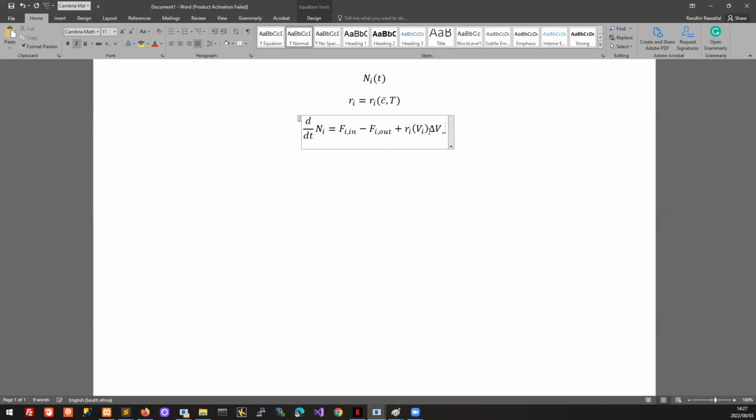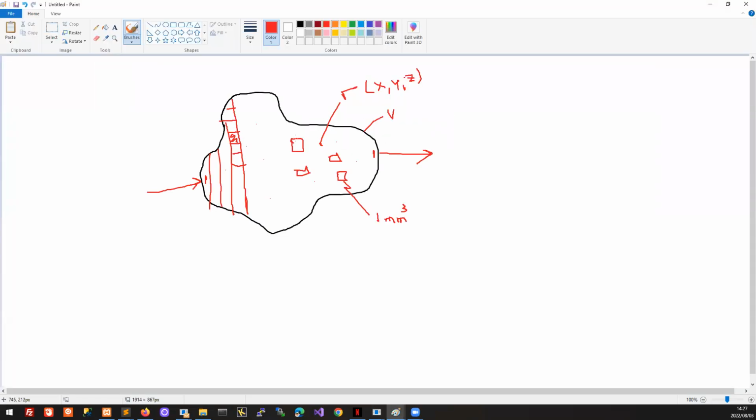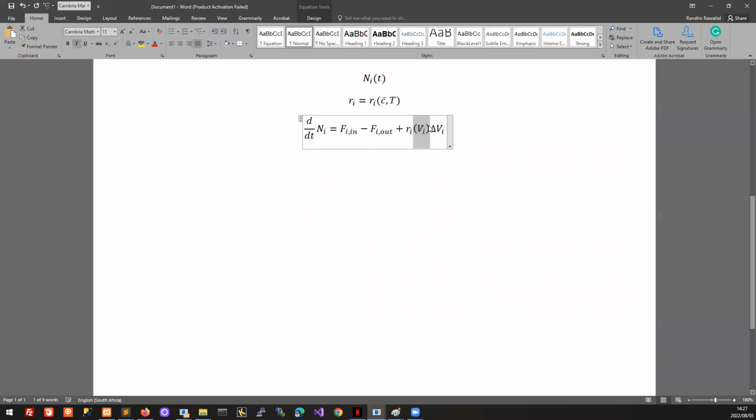So V, delta V_i. Right, so this is intended to be an argument. It's just telling you which volume you are looking at. Think of this as like a volume counter. So you are saying, I'm looking up the reaction rate in this specific volume V_i. So we find a specific volume that we are looking at, volume V_i, and then we multiply by that volume, so that's delta V_i over there.